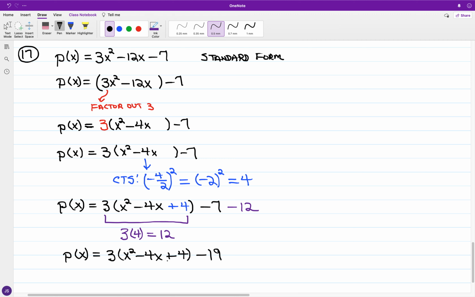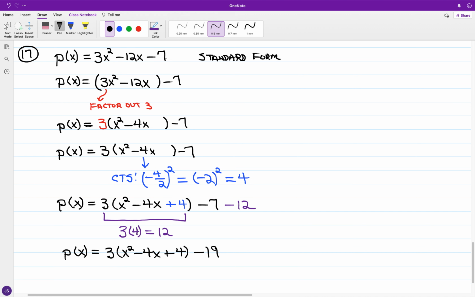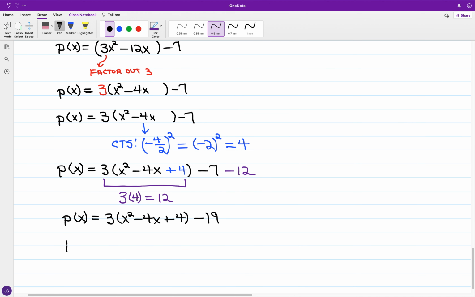And you can momentarily check what we have here. So you got 3 times x squared is 3x squared. 3 times -4x is -12x. Now 3 times 4 is 12. 12 minus 19 goes to -7. So we have this rewrite, keeping everything in balance in comparison to the original setup.